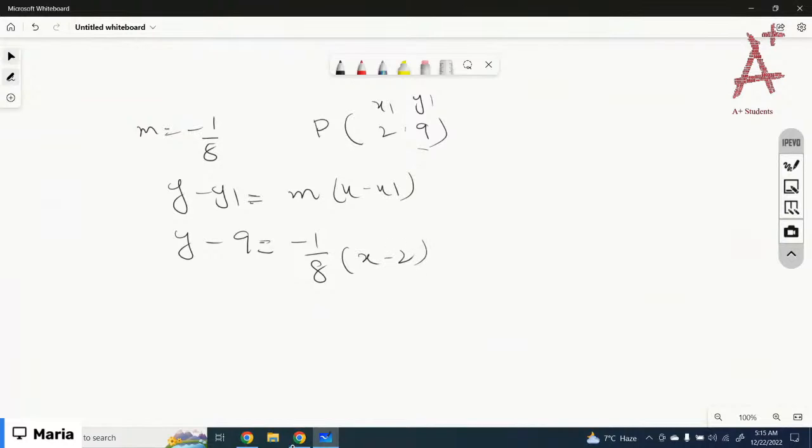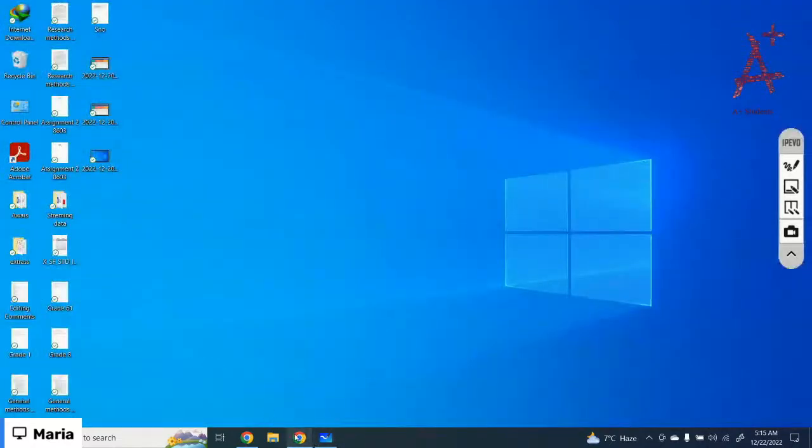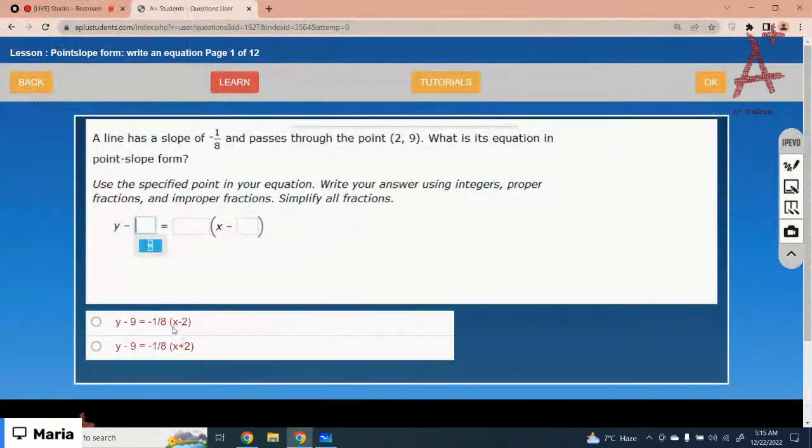Got it? So this is the equation in point slope form. Y minus 9 equals negative 1 by 8 times (x minus 2). Got it? So just select the correct option. It would be the first option. Y minus 9 equals negative 1 by 8 times (x minus 2). Just select the correct option, then click on the OK button.